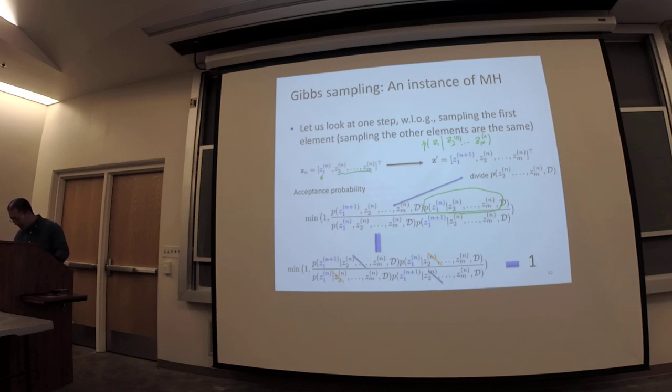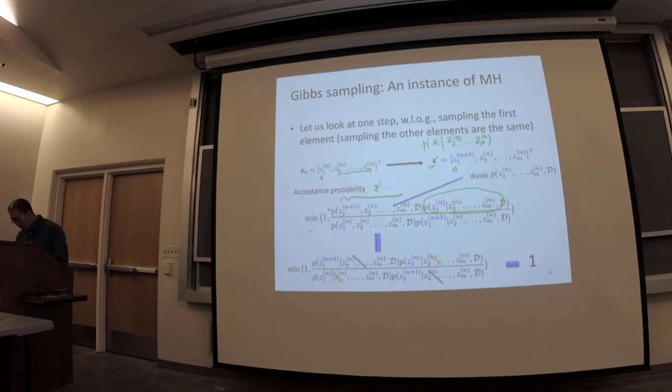And now, suppose I've done that. I got my new sample z prime. We know that z prime only has one distinct element, that is the first component. All the other components are the same. So I want to see whether I'm going to accept z prime. If you look at the calculation of the acceptance probability, in the numerator of this fraction, we have the joint probability of the new sample, z prime, so only the first component is new, z1 prime, the remaining components are the same, and then multiply with the proposal distribution, which assumes that you use z prime to generate z: p of z1 given z2 to zm, given D, right?